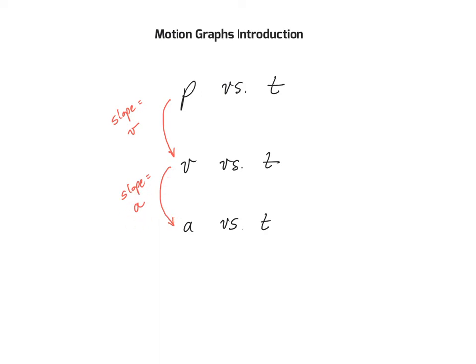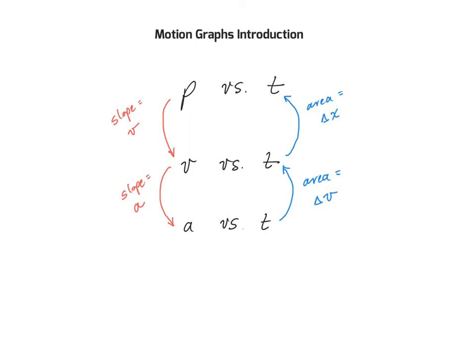Now, going the other way, if we go from an acceleration versus time graph to a velocity versus time graph, the area gives us our change in velocity, so the change of velocity of that object. And now from a velocity versus time graph to a position versus time graph, the area gives us our displacement, okay? It gives us our change in position of that object. So this is how these motion graphs are connected. This is the information that we can gather from these motion graphs.